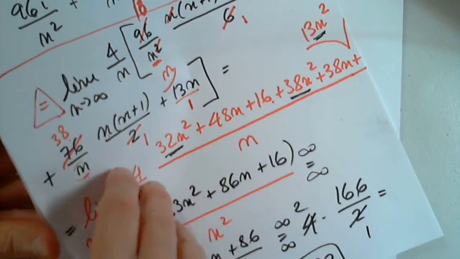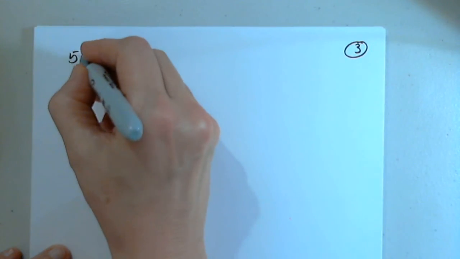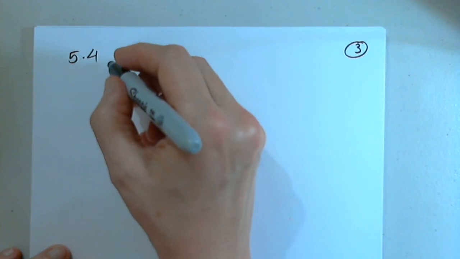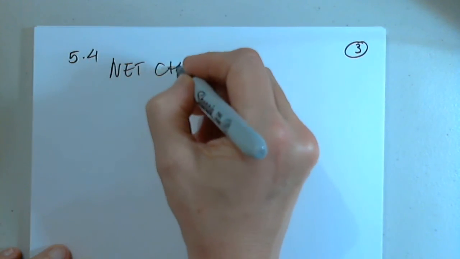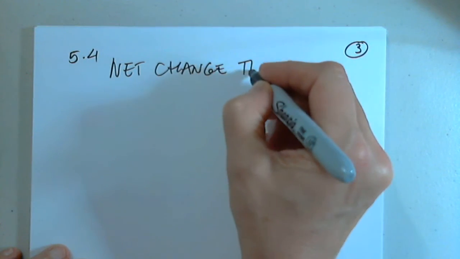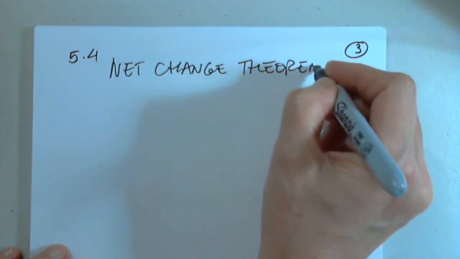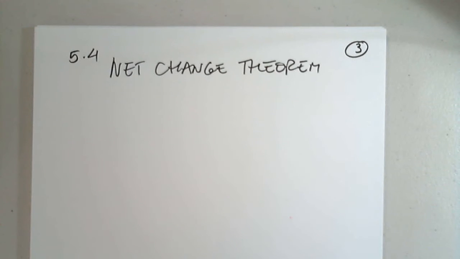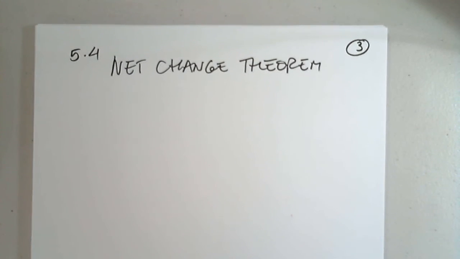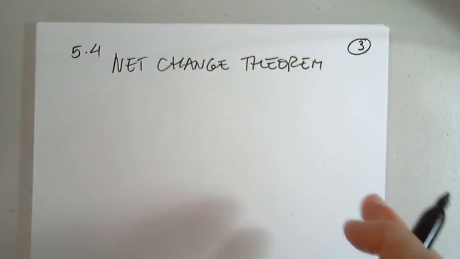Okay, well, in that case, I would like to continue with, that's my page 3, what is called, this is in section 5.4 still, the Net Change Theorem. It can be used for all sorts of functions. We're going to use it just for one type of function, the velocity. And we used this before.